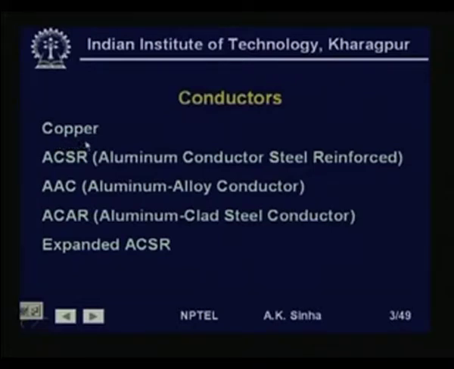Of course, copper being very expensive, nowadays copper is no longer being used, though it has a much higher conductivity as compared to the other materials that we use now. The conductor which is now very much in use, in fact almost 90% of the conductors used for overhead transmission systems, are ACSR conductors, that is aluminum conductor steel reinforced.